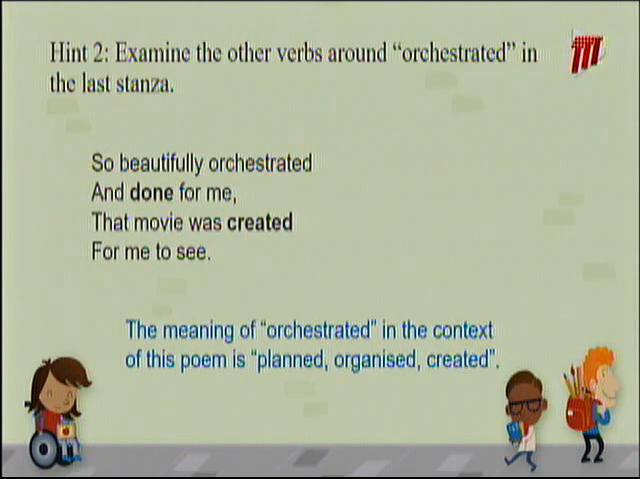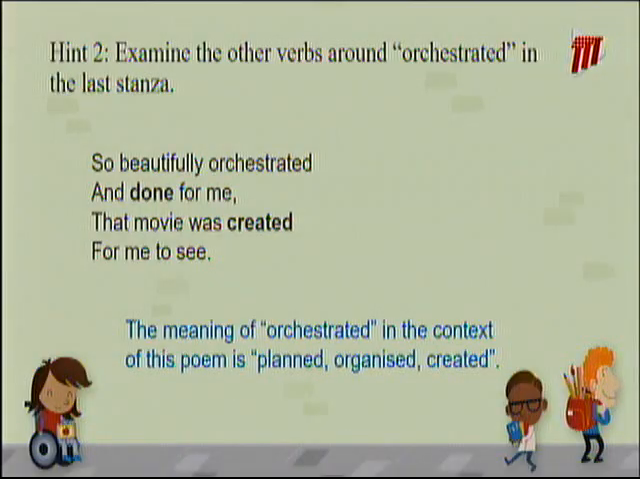To figure out the meaning of the word orchestrated, examine the other words around orchestrated in the last stanza. Let's take a read of the last stanza. "So beautifully orchestrated and done for me, that movie was created for me to see." The words done and created tell us that something was put together to create this beautifully orchestrated music.